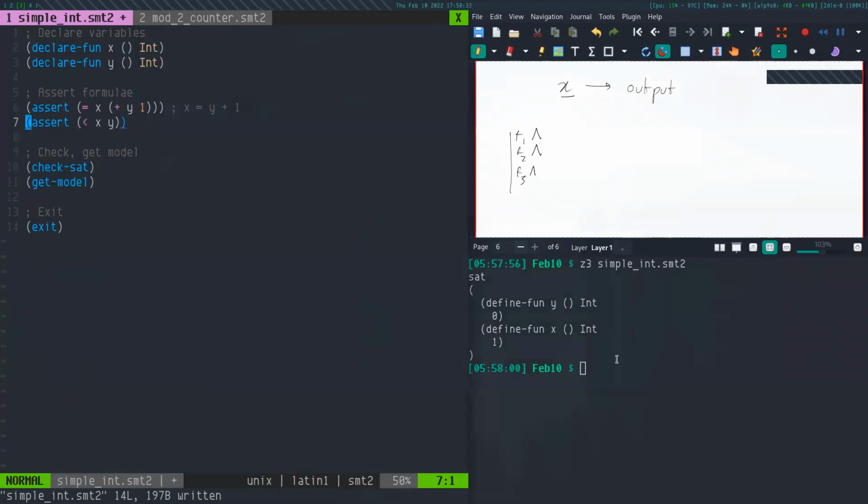Now let's add another assertion: x should be less than y. We know that this can never be true. There are no two ints such that one int is 1 greater than the other, and yet that same int is less than the first. So it's clear that these two should give us unsat. Let's try that. Yes, it gives us unsat, and then an error because we're still trying to get a model from this. Is this clear to all of you so far? I guess that's a yes.